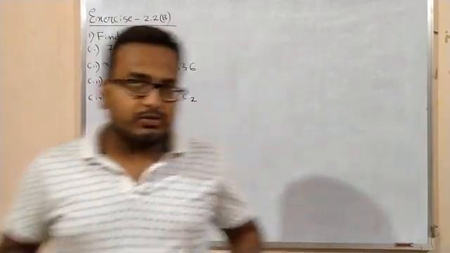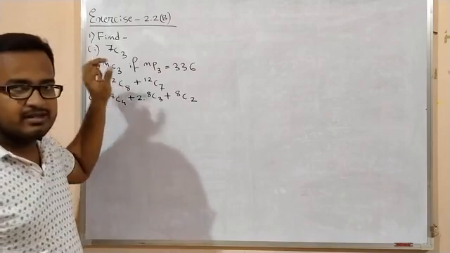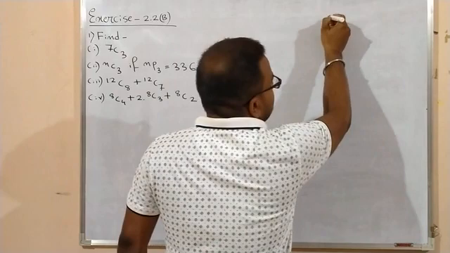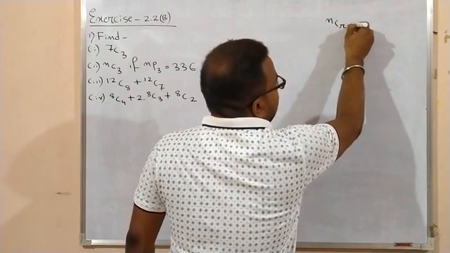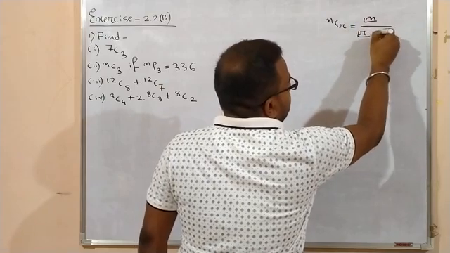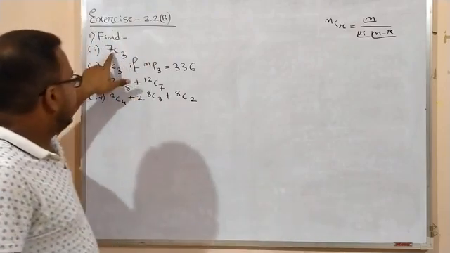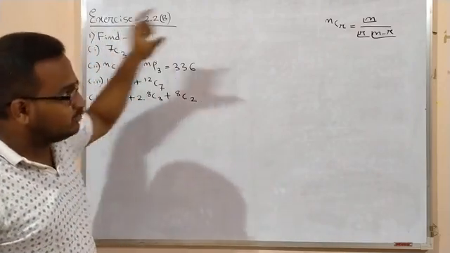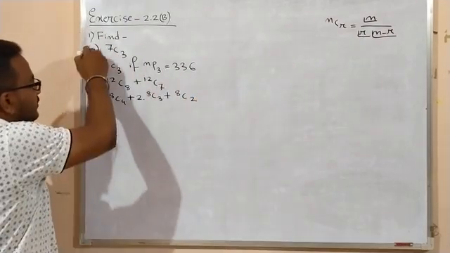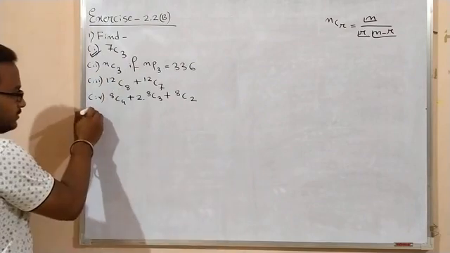So let us see question number 1, find 7C3. It's very easy. I have already told you how to find this, because we know the definition of NCR. NCR is factorial n by factorial r into factorial n minus r, isn't it? So you just put the value n equals 7, r equals 3 and do the calculation, you will get the answer. So it's very easy, try to solve it yourself. Now next, number 2. Let me do the solution of number 2.